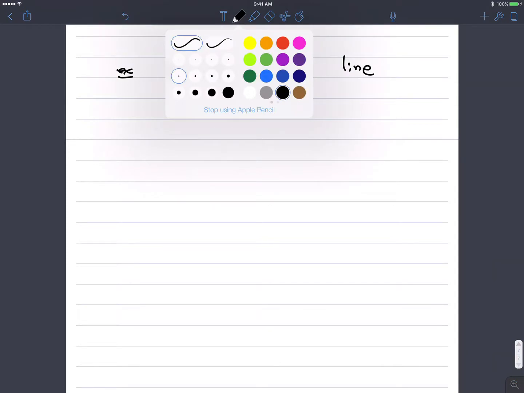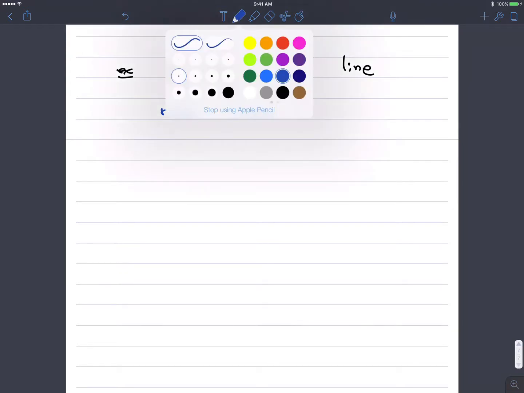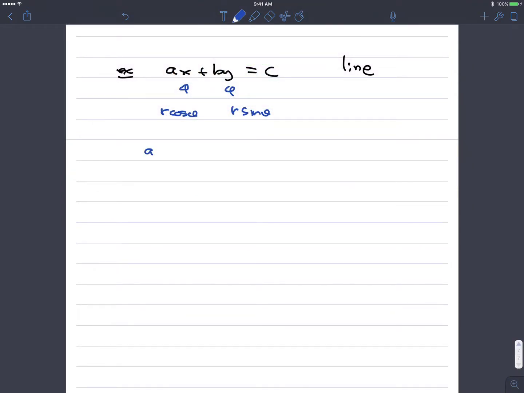What was the general equation of a line? Do you guys know? Standard form, ax plus by is c. This is a standard form of a line. And we can convert this to polar. Same way. You're going to have x be r cosine theta, y be r sine theta. Algebraically, ar cosine theta plus br sine theta is c.